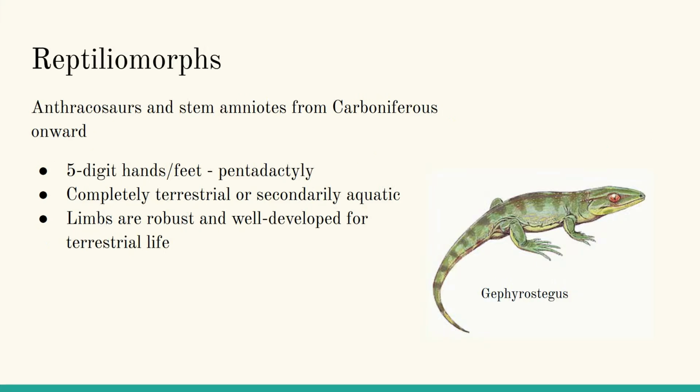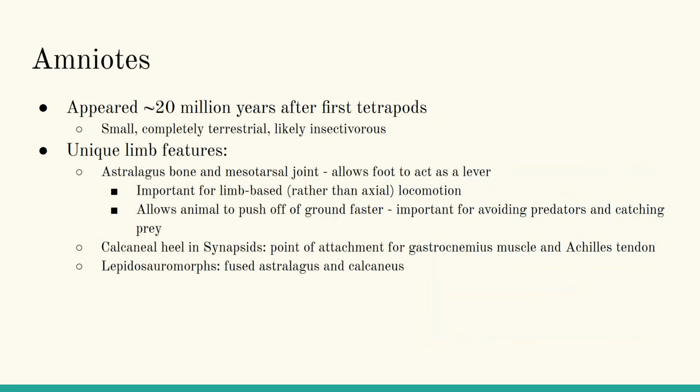Going into the reptiliomorphs, anthracosaurs, and stem amniotes from the Carboniferous onward. 5 digits, so they had that pentadactyly going on. They are completely terrestrial or secondarily aquatic. Their limbs are robust and well developed for terrestrial life.